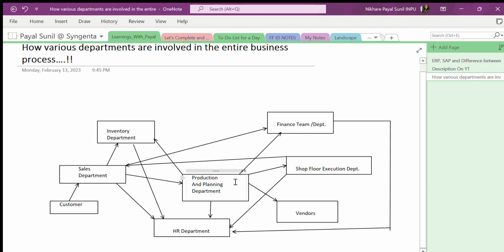Now once they get the raw material, they will forward that raw material to the shop floor execution department, wherein that department will manufacture that product. Okay, so once that product is manufactured and ready, then the shop floor execution team will forward that material to the sales department. Now the sales department will eventually deliver that product to the customer.